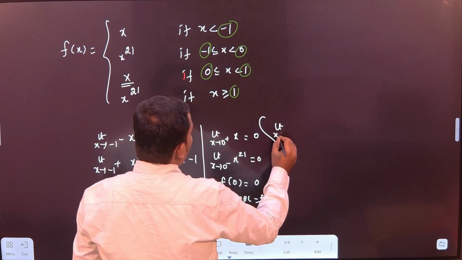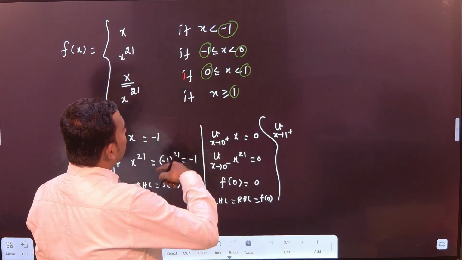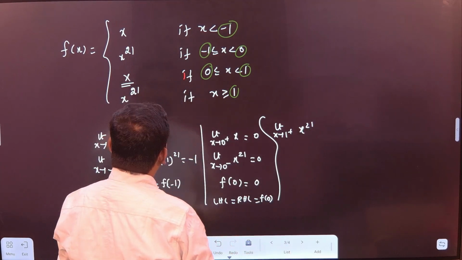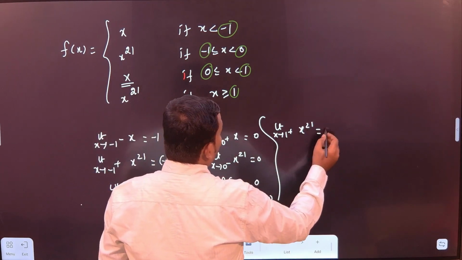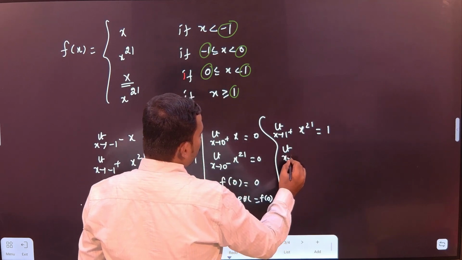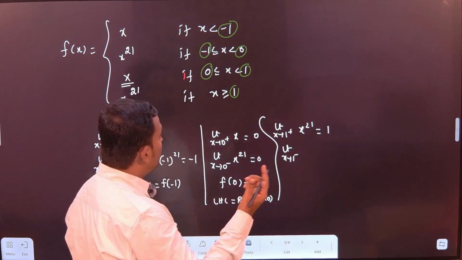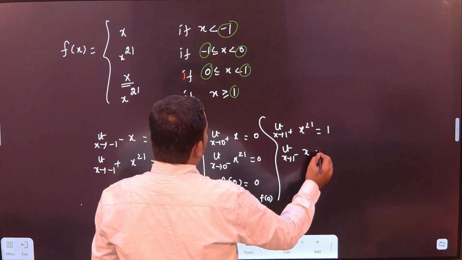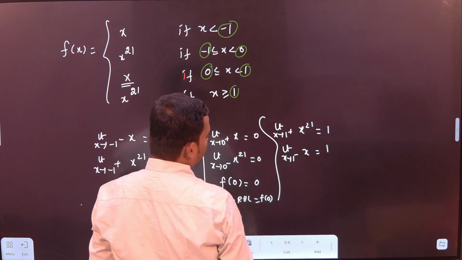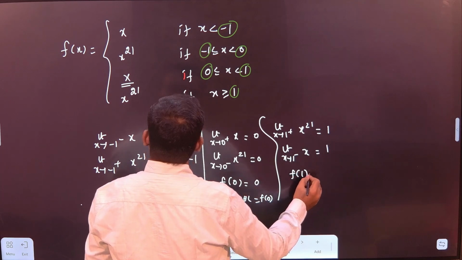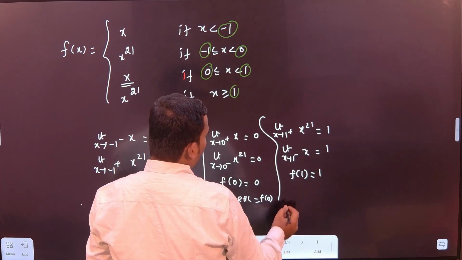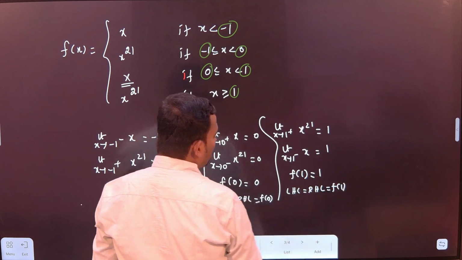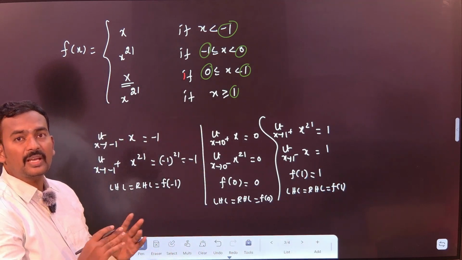Let us check at 1. So limit x goes to 1 plus you take. 1 plus means more than 1. That is x power 21. Right? Correct? And that will be 1. So limit x goes to 1 minus you can take. 1 minus, less than 1 means what? So less than 1 means x. Here is also 1. Okay? And f at 1 you can calculate. That will be 1 only. Therefore, the left hand limit is equal to the right hand limit is equal to f of 1. Therefore, the function is continuous everywhere.